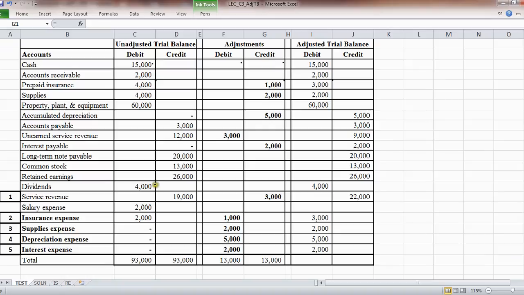So let's look at a credit one. Unearned service revenue. We start with the credit balance, add any other credits in the adjustment column, subtract any debits in the adjustment column. There's a $3,000 one. You end up with a $9,000 balance. So it's as if you had a T account for unearned service revenue, started at 12,000, reduced it by 3, you end with 9, but we're just doing it all in one row.